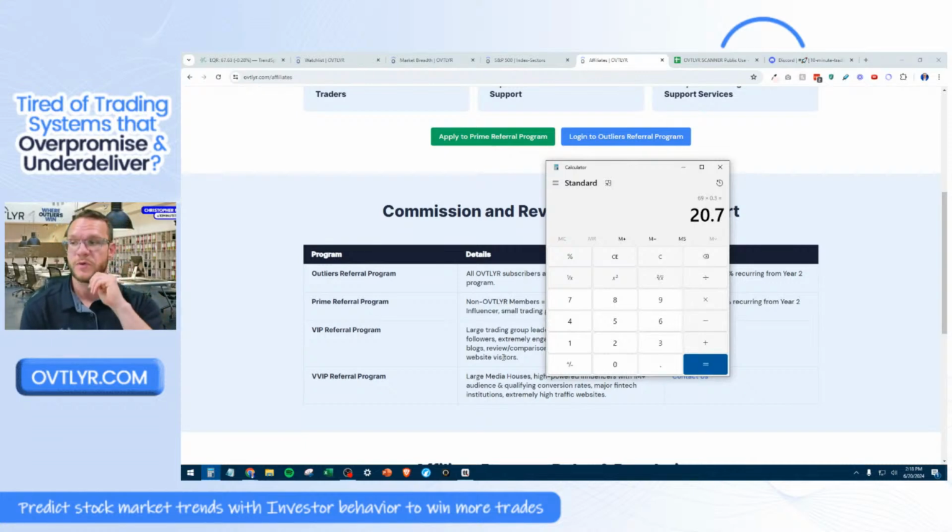Now, here's where it gets cool, right? Let's say you wanted to earn $1,000 to pay for your Tesla every month. That's only 50 people, right? 20 times 50. There you go. That'll buy you a Tesla every single month. So you refer 50 people over to OVTLYR, you've earned enough to buy a Tesla every month.